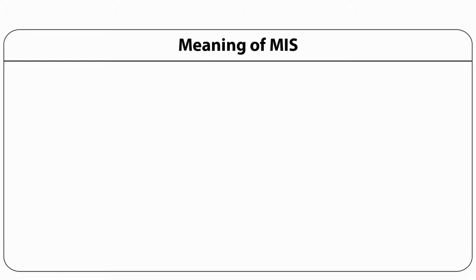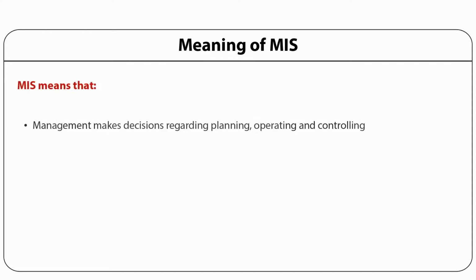MIS means management, information and systems. In fact, management takes decisions regarding planning, operating and controlling. Management is basically the art of getting things done through people, with people, and all the people have to be in formally organized groups. The basic functions performed by a manager in an organization are planning, controlling, staffing, organizing, and directing. Management thus takes decisions regarding planning, operating, and controlling.